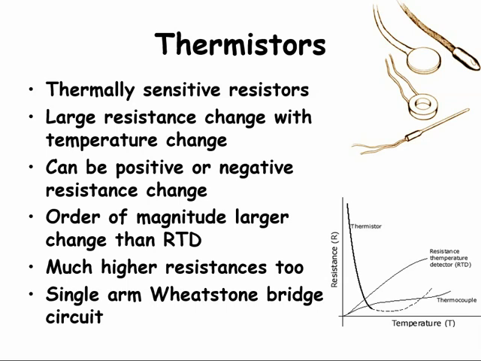Thermistors' temperature coefficient relationships can be either positive or negative. The metal elements in RTDs were always positive. The initial resistance of thermistors is much higher than the initial resistance of RTDs, so a single arm Wheatstone bridge circuit can be used to measure the resistance change.